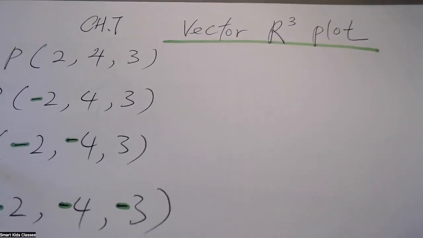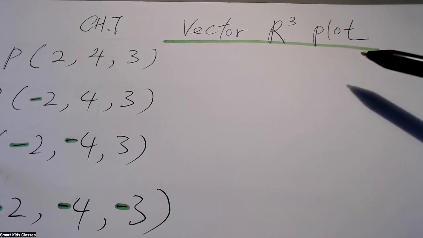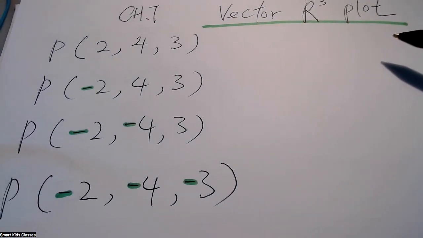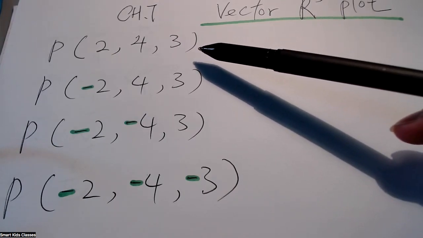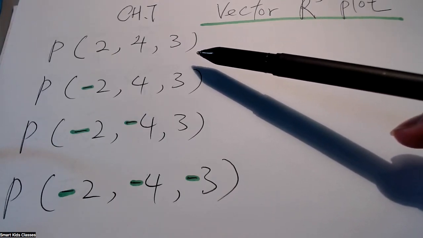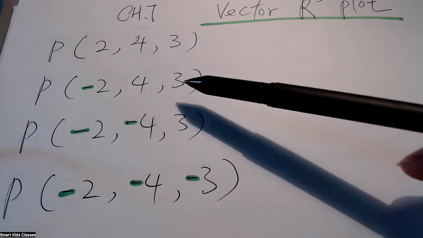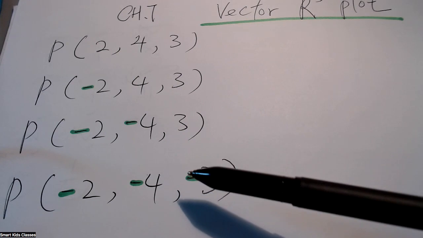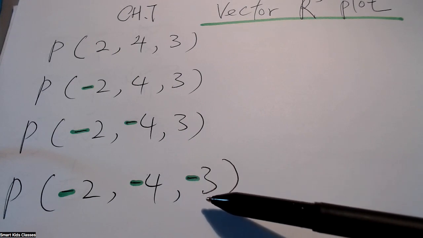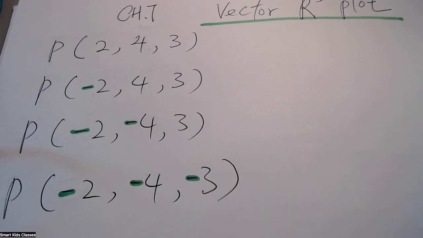For the Nelson textbook, I'm going to explain in Chapter 7 how to plot an R3 vector. I'm going to illustrate this with a point P, where x, y, and z are positive, and then with negative x, negative y, and negative z. Let's start to plot it.